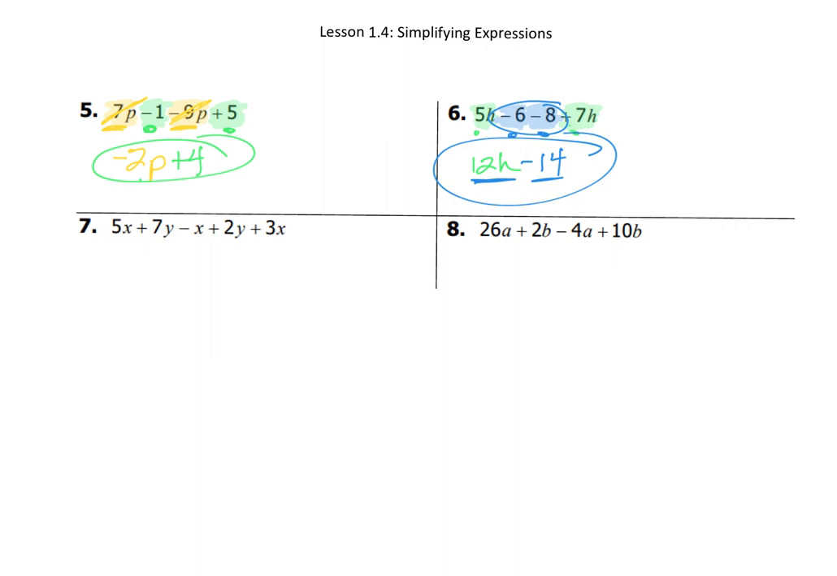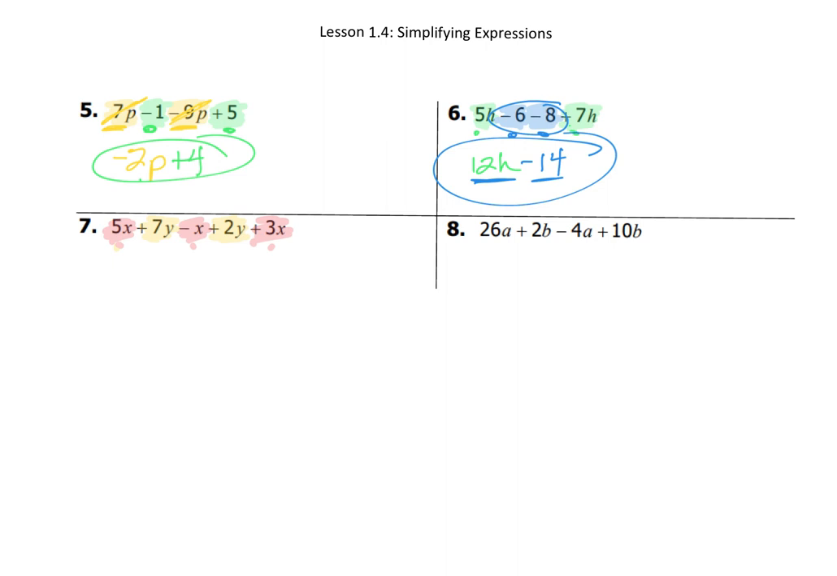So we have two different variables being used in this example now. Anything with an x can go with other x's, and our y terms go with other y terms. So 5x would go with negative 1x and positive 3x. 7y is going to go with positive 2y. So notice I've accounted for everything. I have 1, 2, 3 x terms that I can put together.